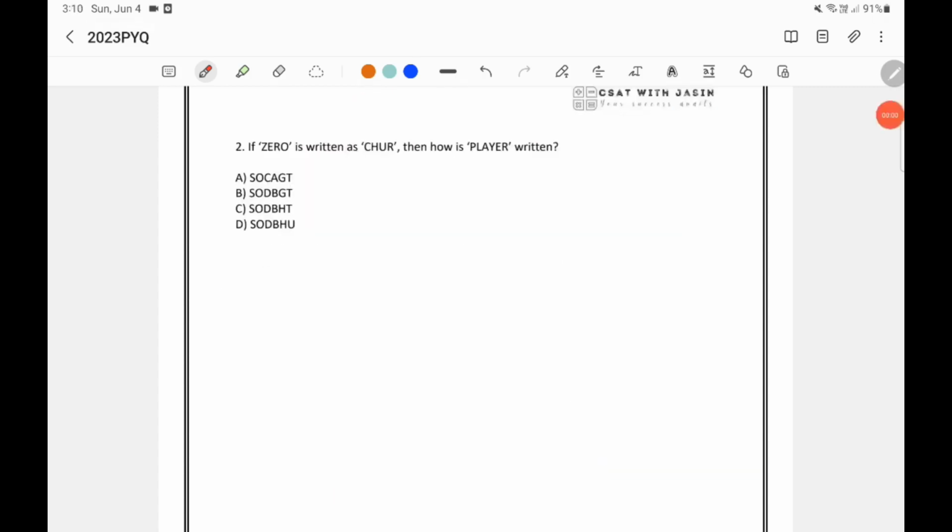Okay. So now let us look into the second question. So this was actually a simpler question. Here, 0 is written as CHUR. So we need to find out the relationship between 0 and CHUR.